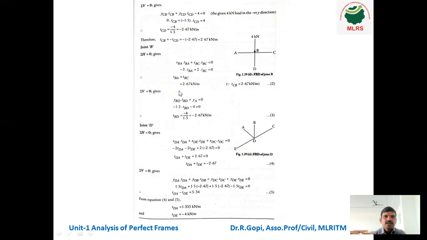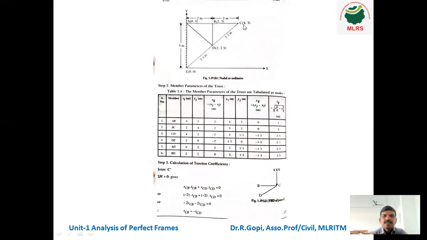Now check the C and B Y coordinates. The C Y coordinate is 3 and the B Y coordinate is 3. So 3 minus 3 is 0. Next, come to CD Y coordinate. The C Y coordinate is 3 and the D Y coordinate is 1.5. So 3 minus 1.5, how much?